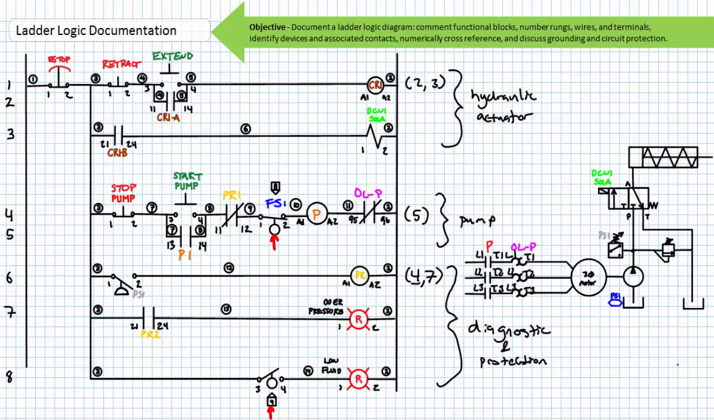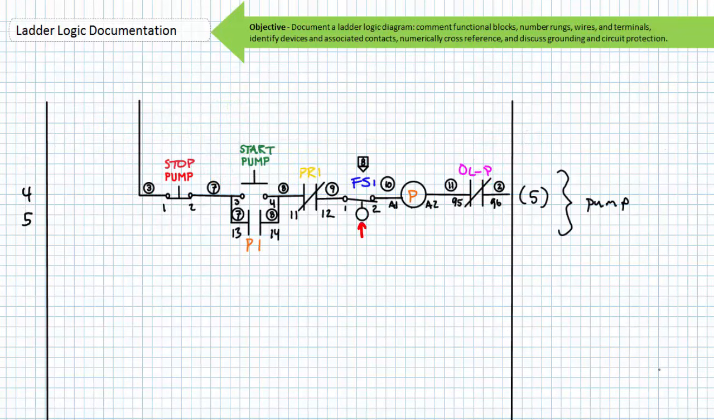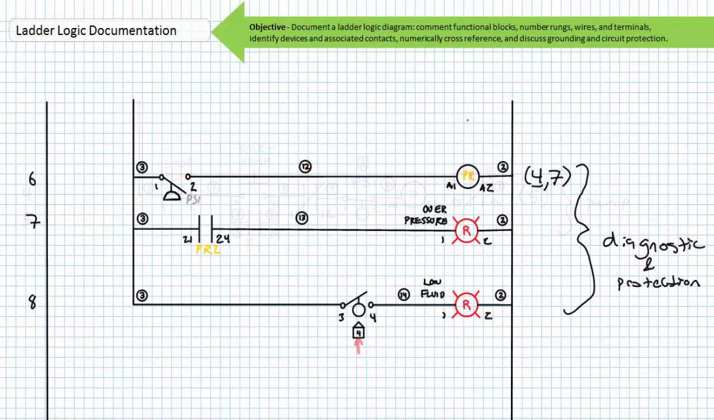The end state of our diagram should look something like this, leaving no doubt as to where you are and what you're doing. I'll zoom in on each of the 3 functional blocks so you can check your work. Here's the hydraulic actuator block, consisting of rungs 1 through 3. Here's the motor-driven pump block, consisting of rungs 4 through 5. Finally, here's the diagnostic and protection block, consisting of rungs 6, 7, and 8.